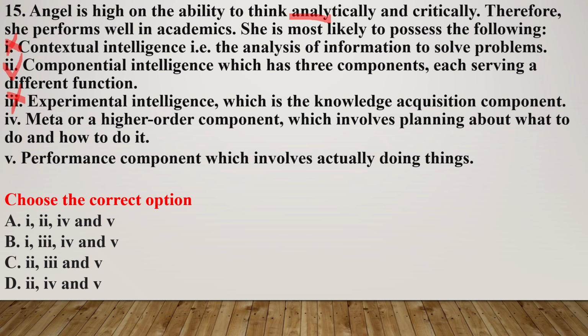Fourth, meta or a higher order component involves planning about what to do and how to do. This is a correct statement. Fifth, performance component involves actually doing the things. That is also correct. So the answer for question number 15 will be D, 2, 4 and 5.